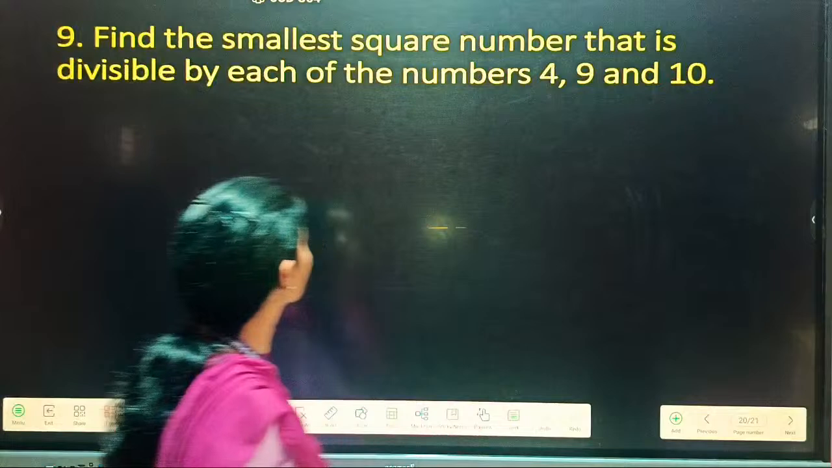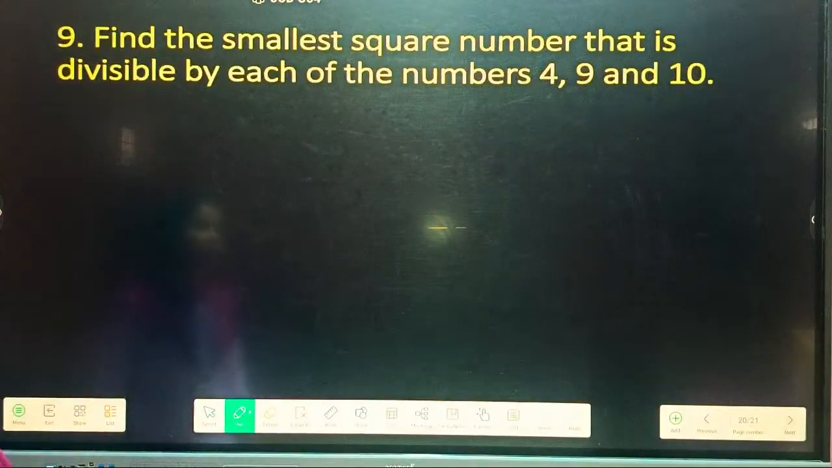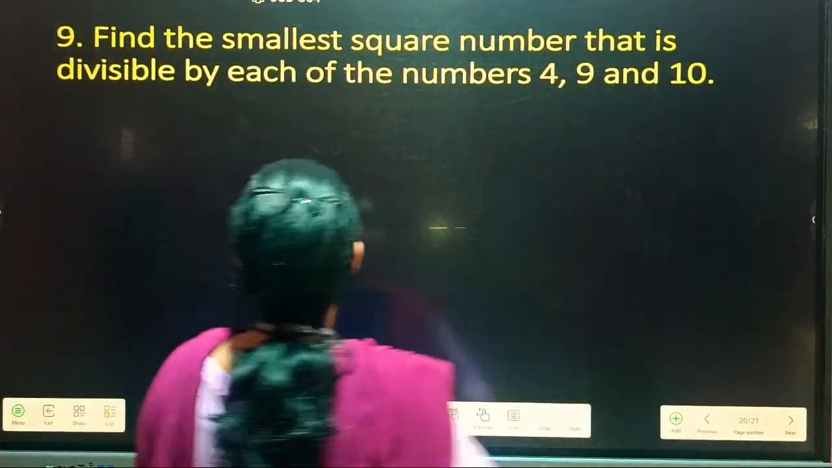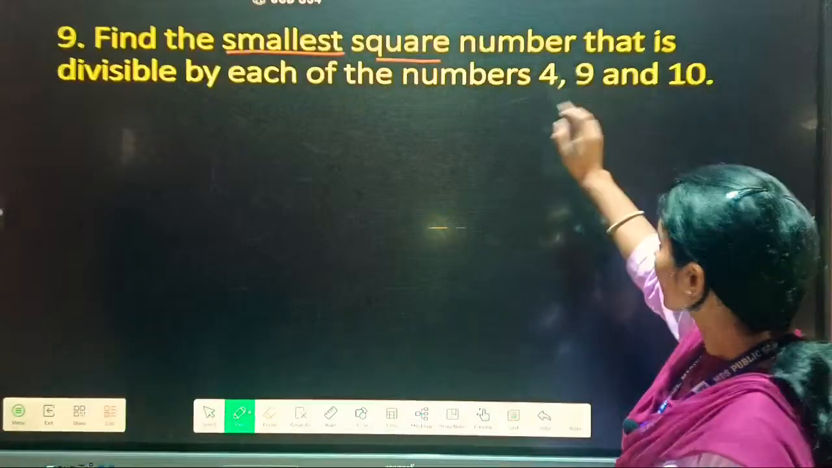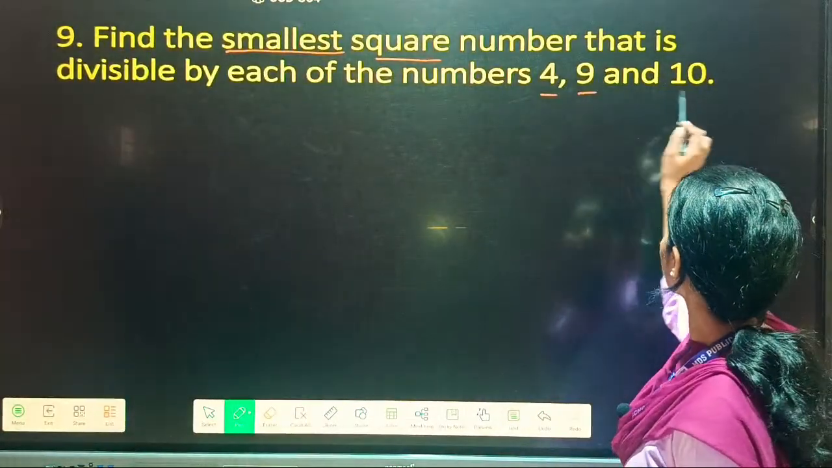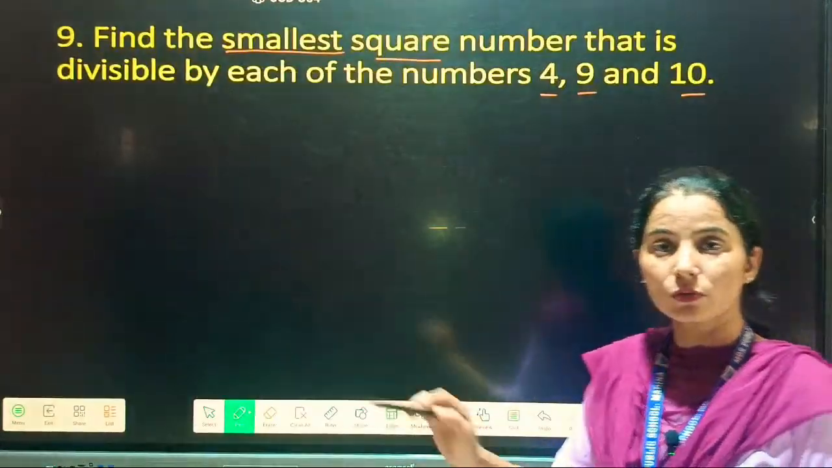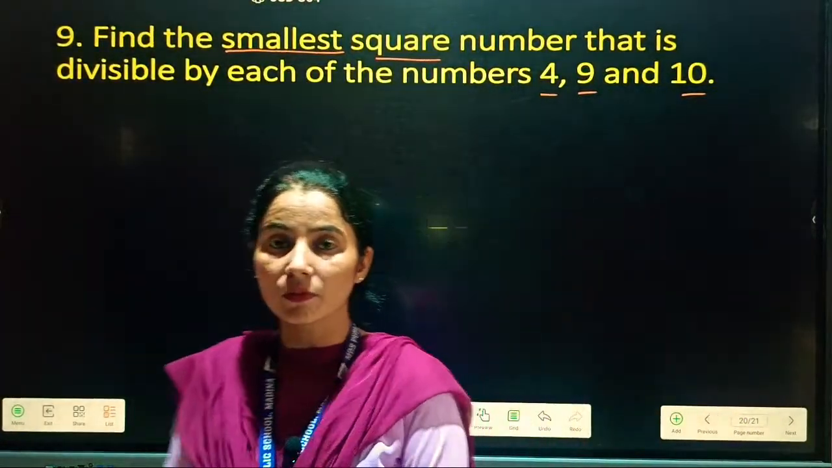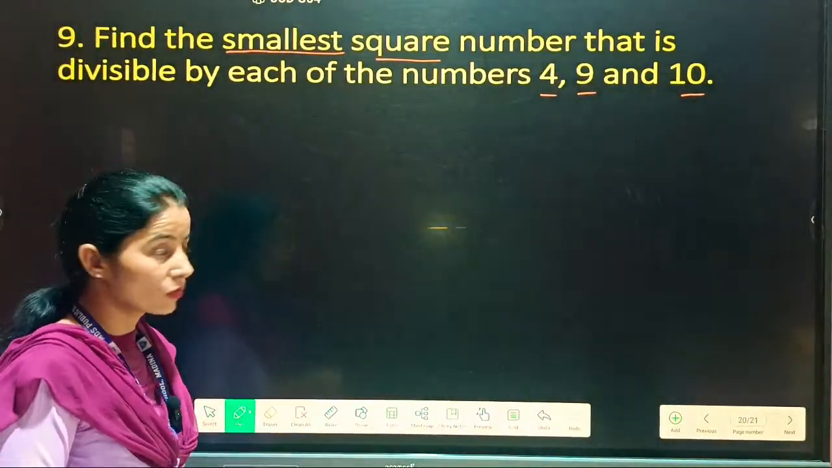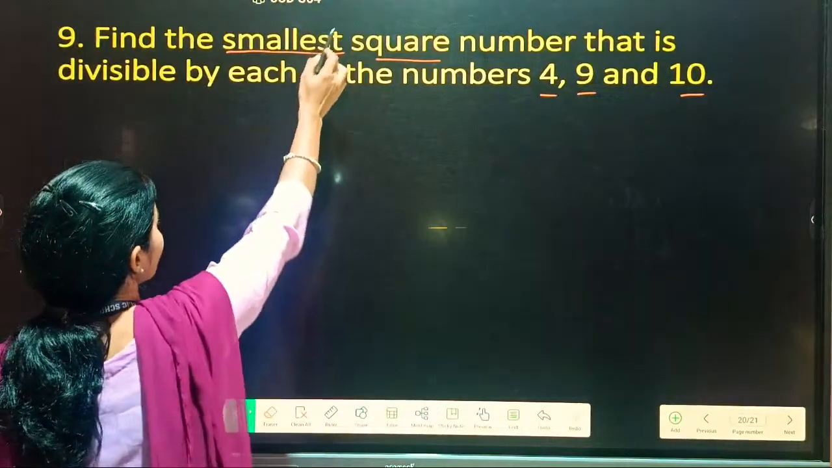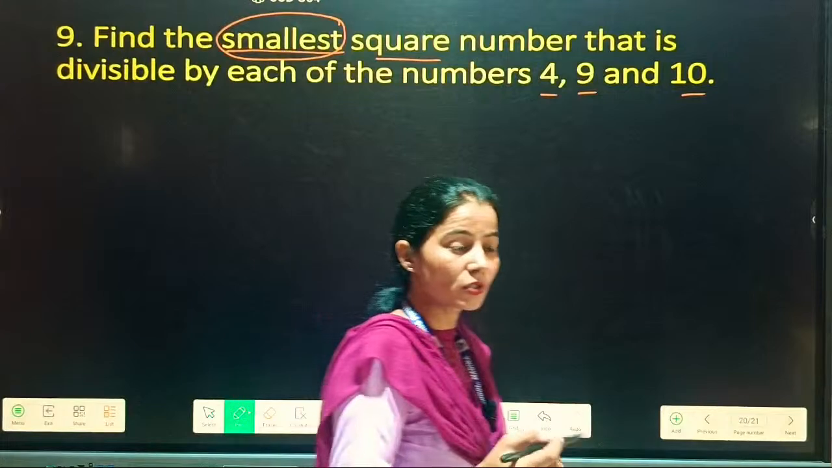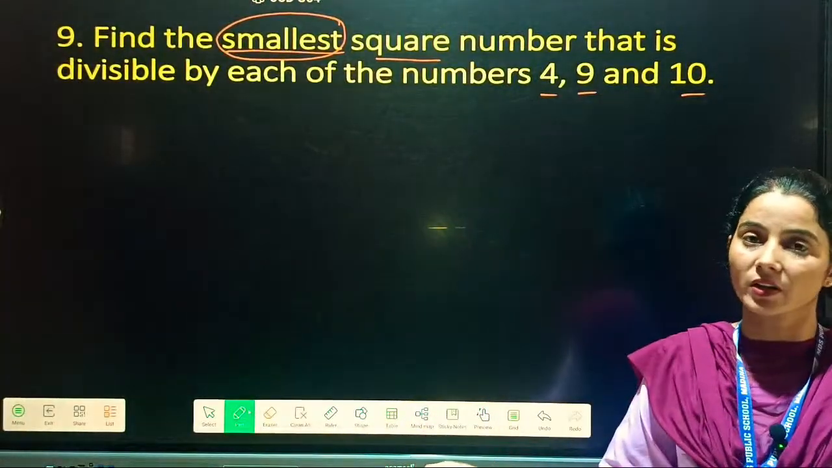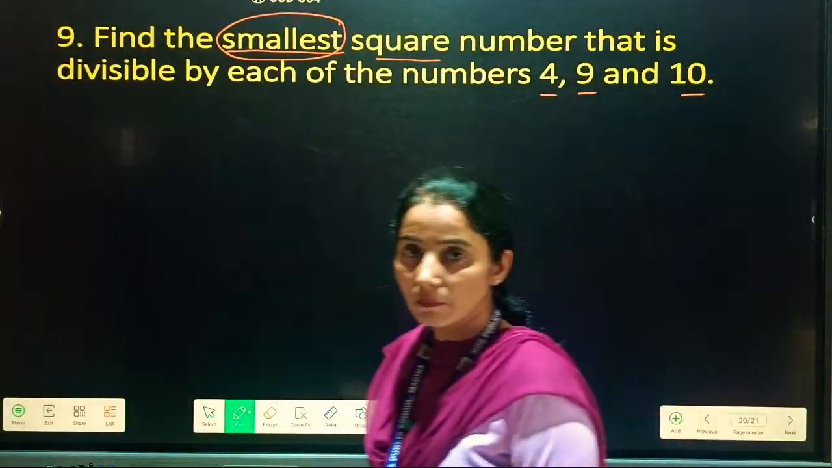Next is, find the smallest square number that is divisible by each of the following numbers. We need to find the smallest square number which is divisible by 4, 9 and 10. We are going to do this question in 2 steps. In the first step, I am going to find the smallest number, and after that, if it is not a perfect square, I will make it a perfect square number. Then my question will be completed.